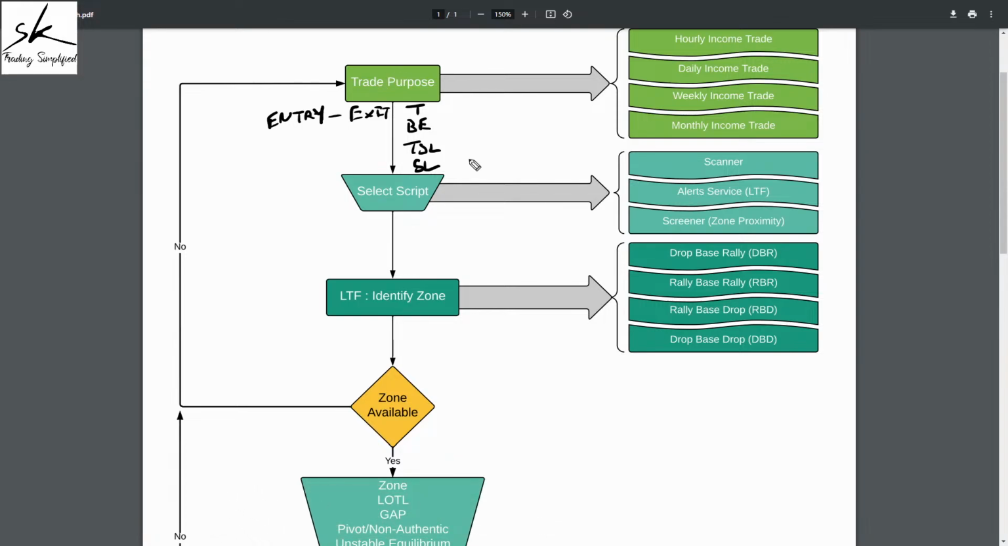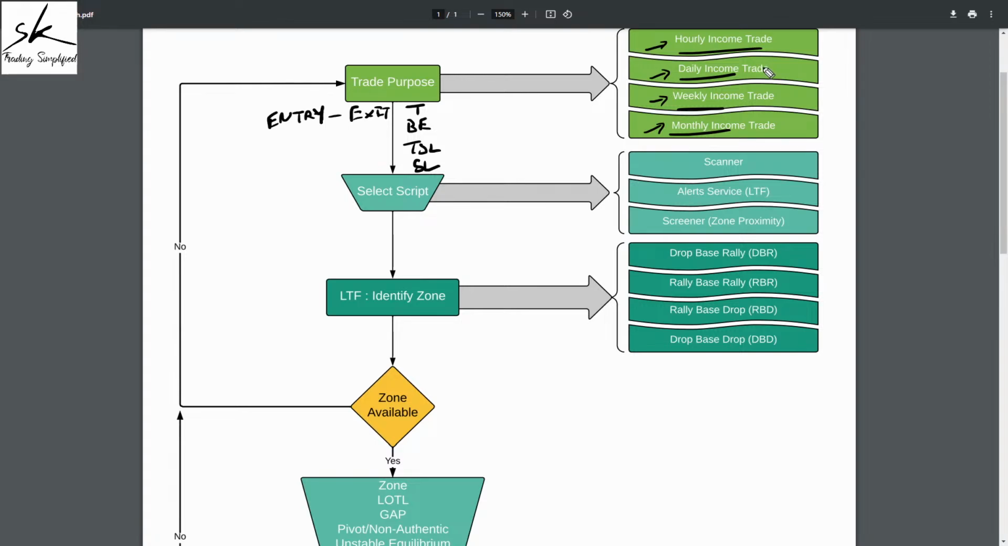And what I've done is I have divided these trades into four different purposes, and we call them hourly income, daily income, weekly income, and monthly income. Hourly income implies a trade where my expectation is that this trade can last for an hour or a few hours. Daily income, a trade which can last for a day or a few days. Weekly income, a trade which can last for a week or a few weeks. And monthly income, a trade which can last for a month or a few months.